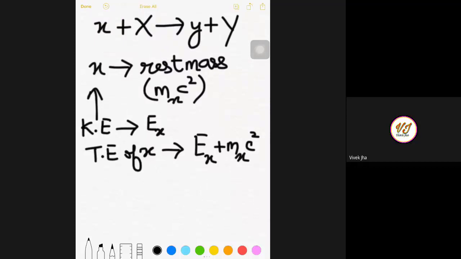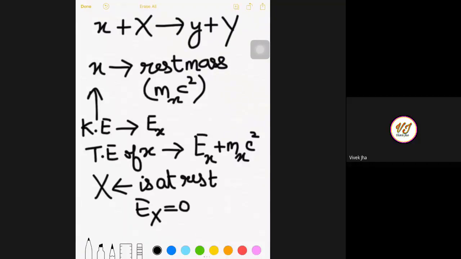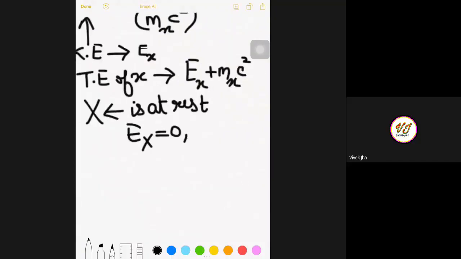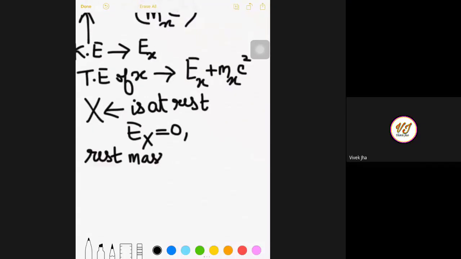Now we know the total energy of small x, which is the projectile. Now we assume that the target nucleus is at rest. Because it is at rest, the kinetic energy of the target nucleus is zero. It has only rest mass energy, and the rest mass energy of X is m capital X into c square. Is this clear?